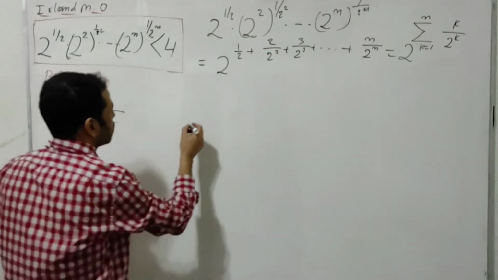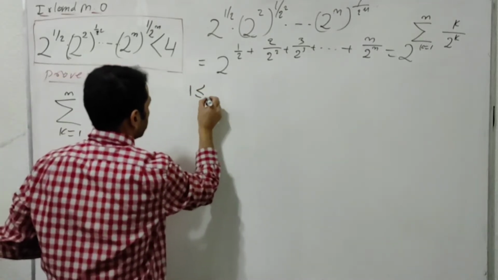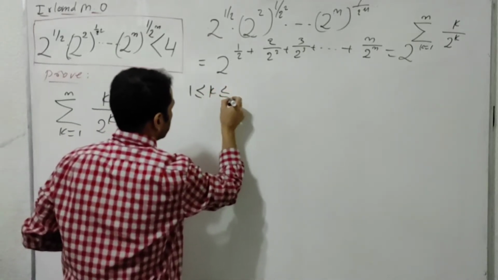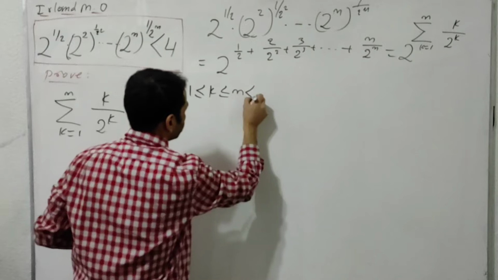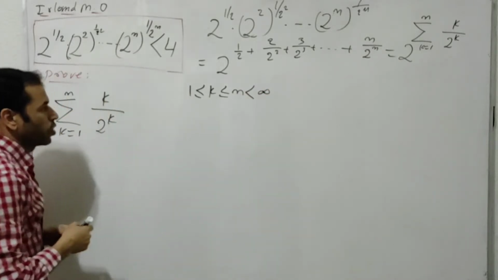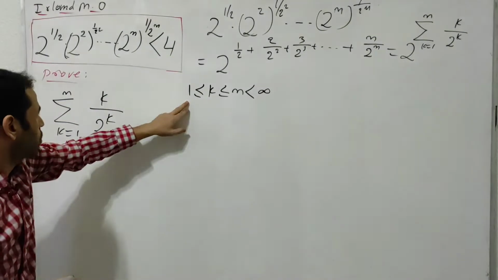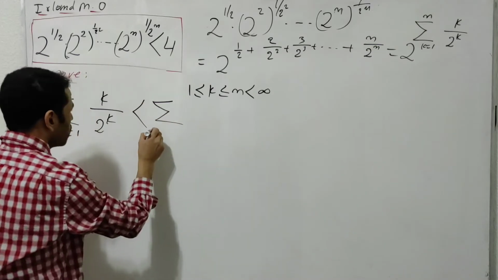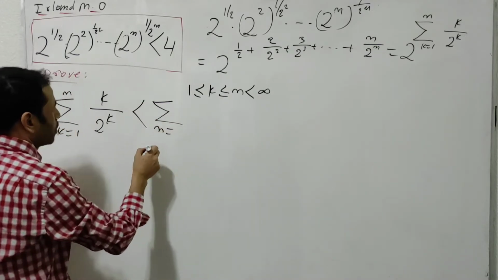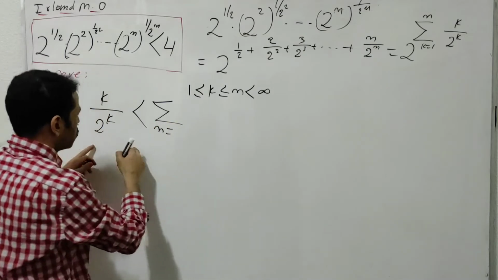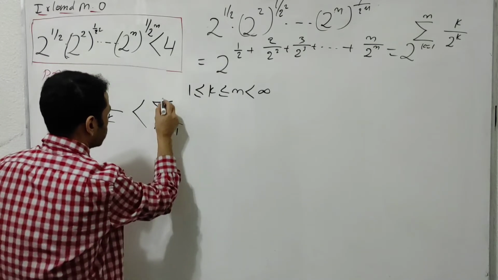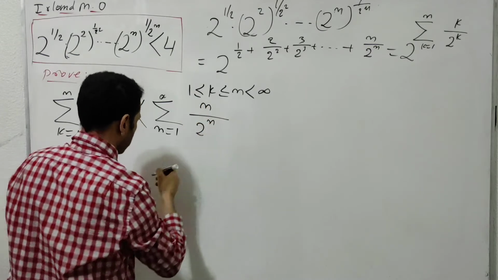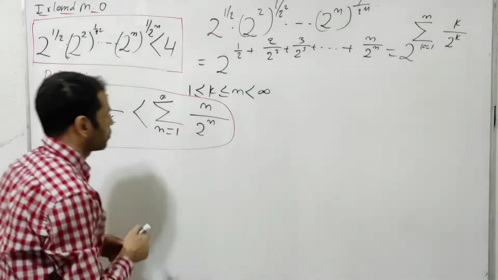As we know, 1 is less than or equal to k, k is less than or equal to n, and n is strictly less than infinity. So this sum is always strictly less than the sum from n equals 1 to infinity of n over 2^n. I'm going to work on this one now.